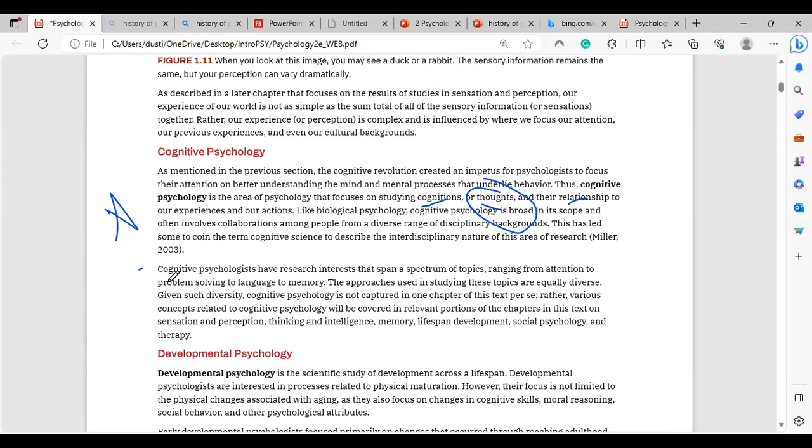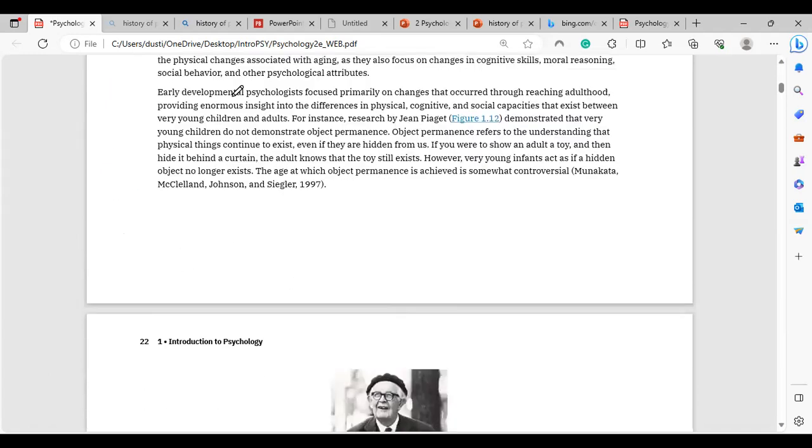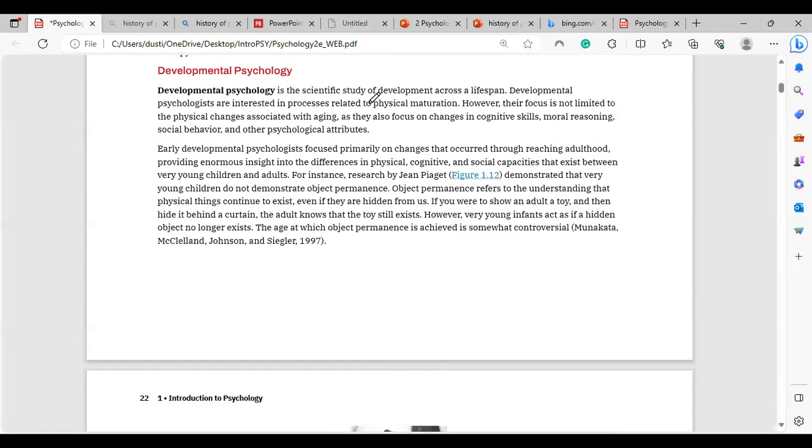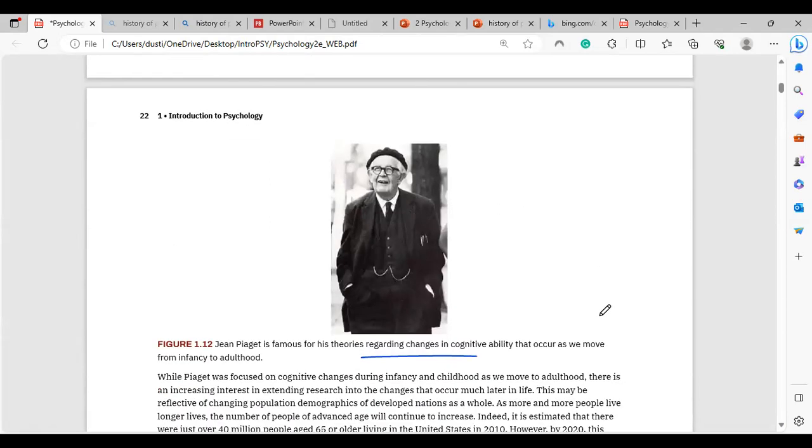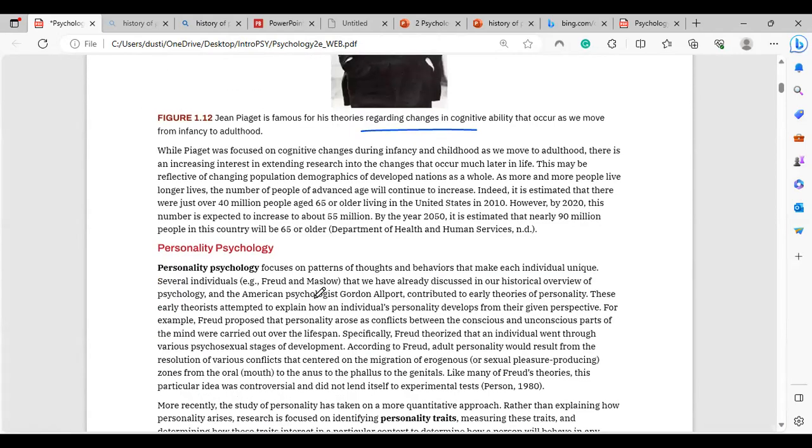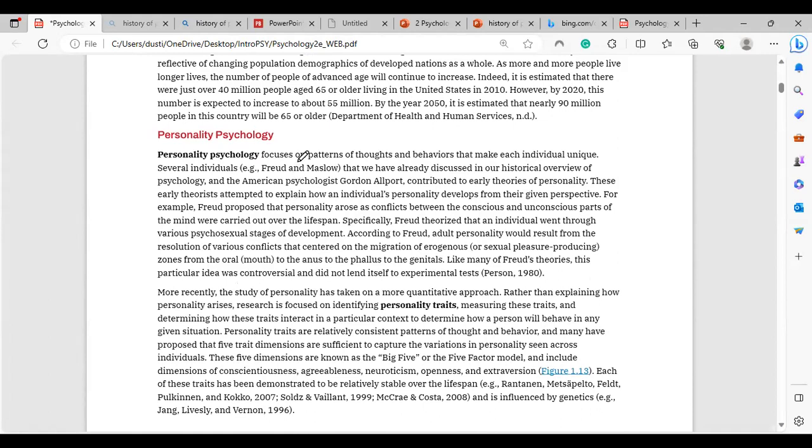Cognitive psychology, developmental psychology. If you go and expand yourself into the subtopics, you can learn simply about developmental psychology. All right. And so what that does is the scientific study of development across a lifespan, right? From early childhood, infant to the geriatric stages. Personality psychology, right, is the focus on patterns of thoughts and behaviors that make each individual unique, right?